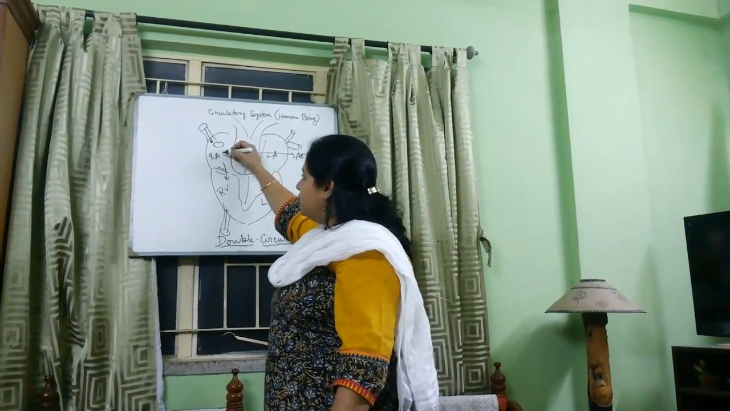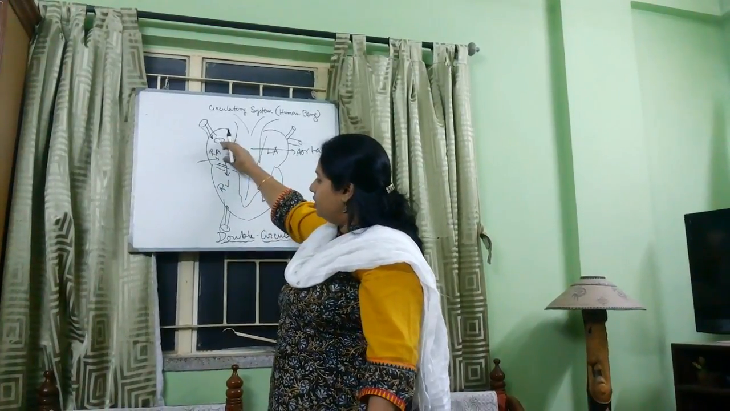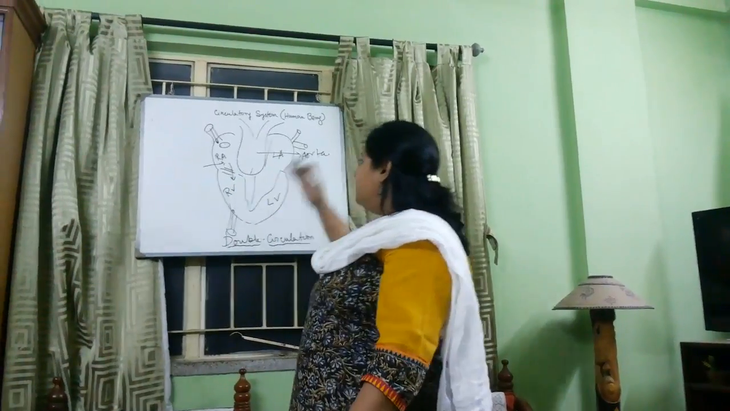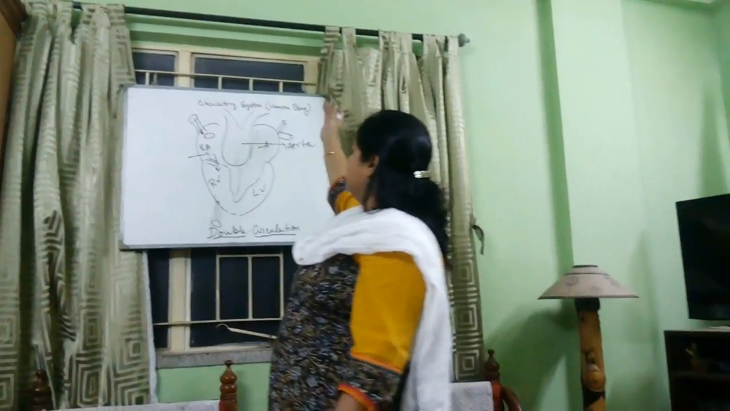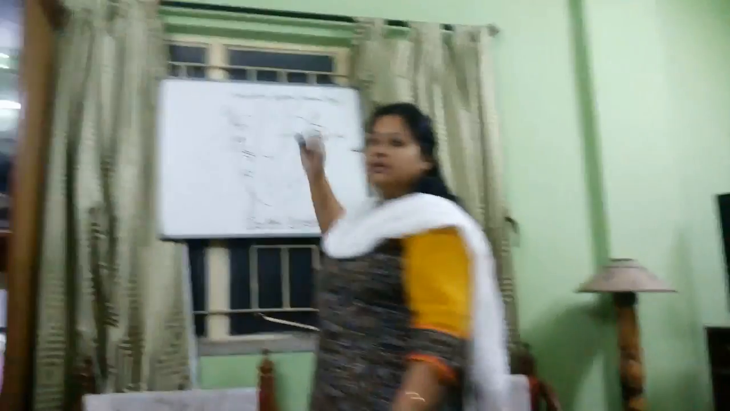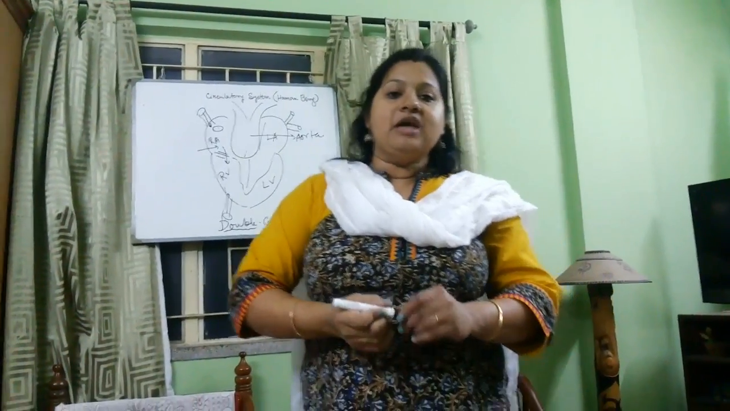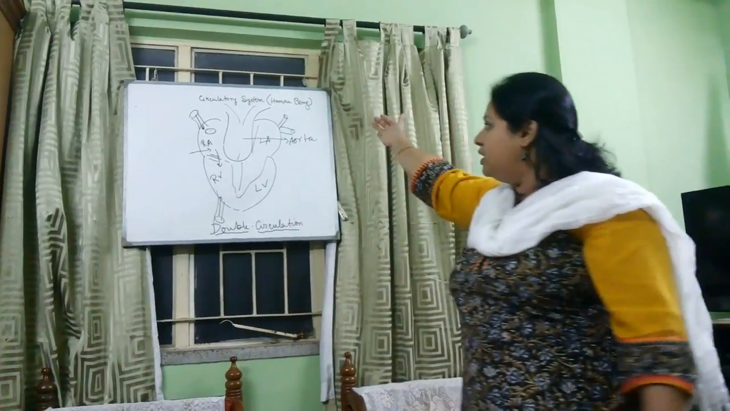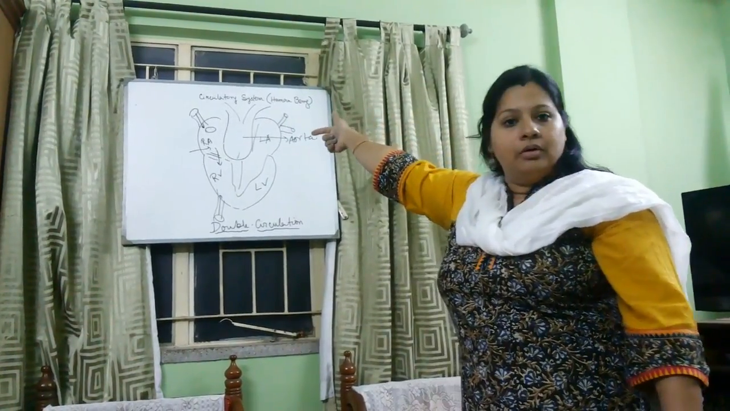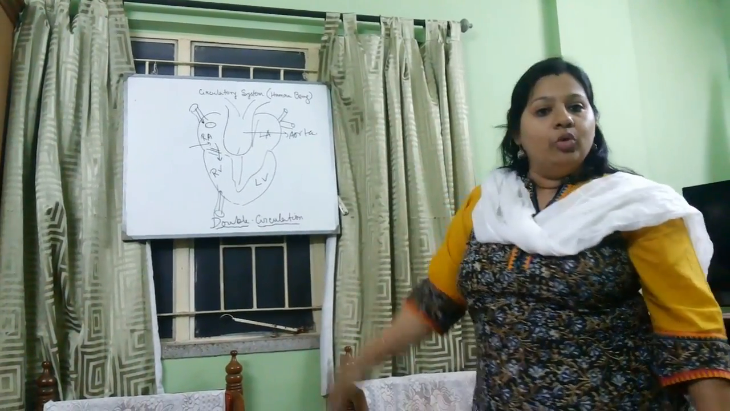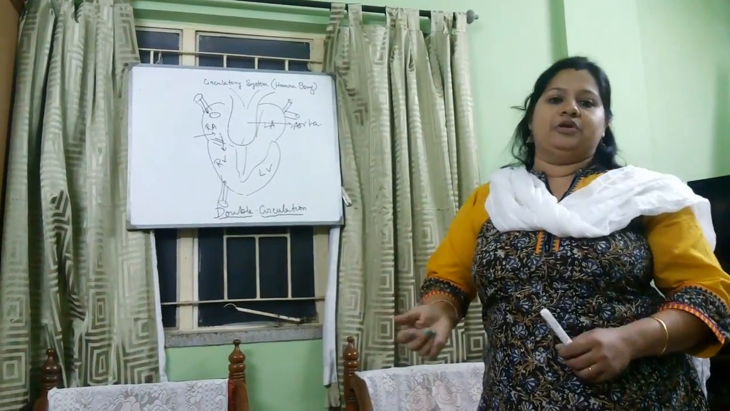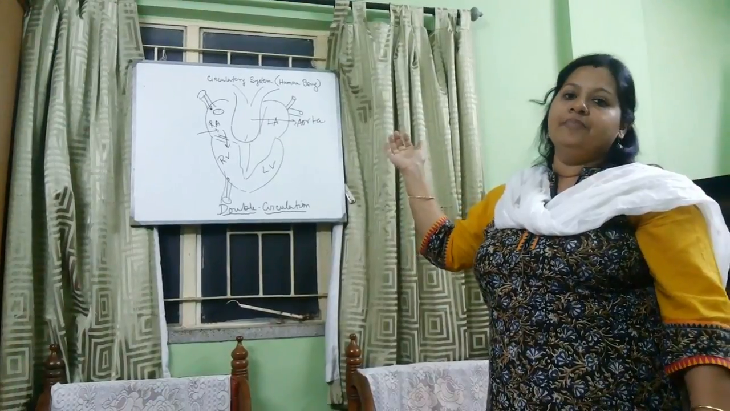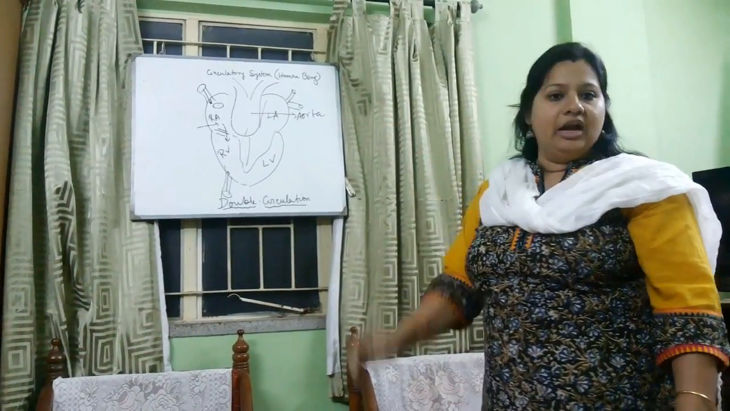Now the deoxygenated blood reached the right auricle, and from the right auricle it reached the right ventricle. Simultaneously, from the lungs, after purification of the deoxygenated blood, the oxygenated blood reaches through the pulmonary vein. There is an exception: in the case of the lungs, the pulmonary vein carries oxygenated blood to the left auricle.